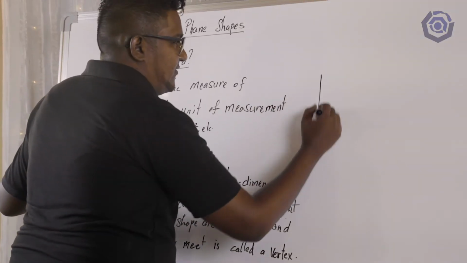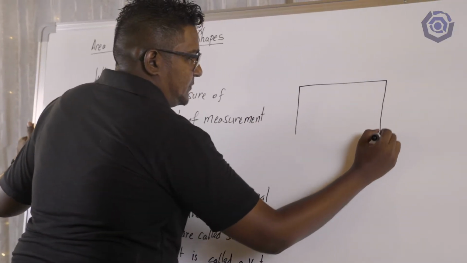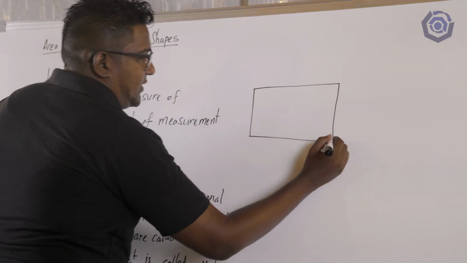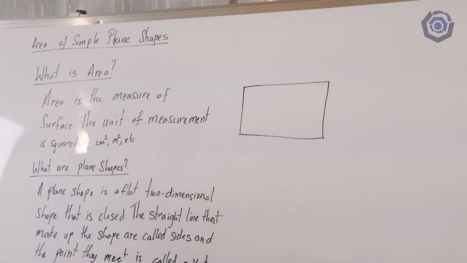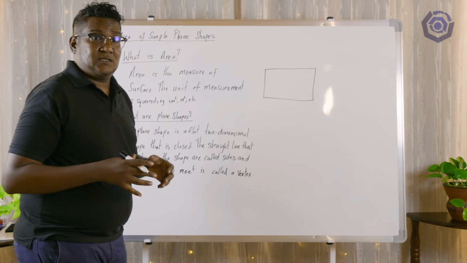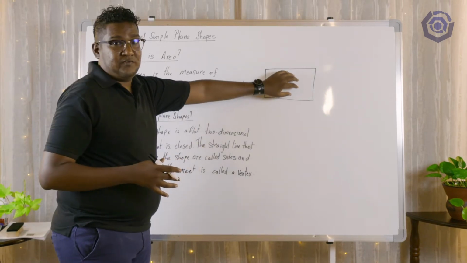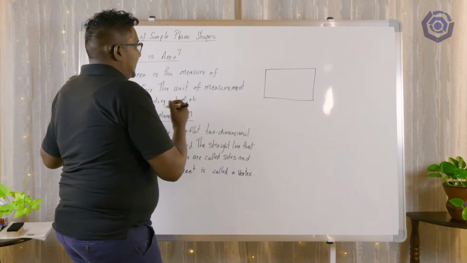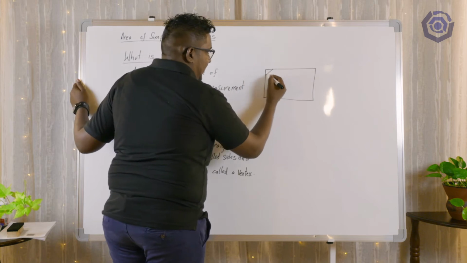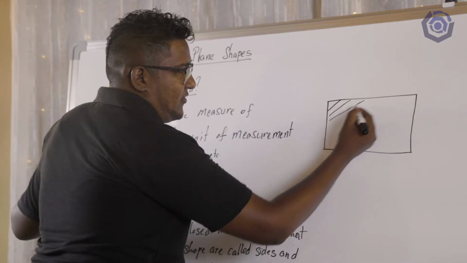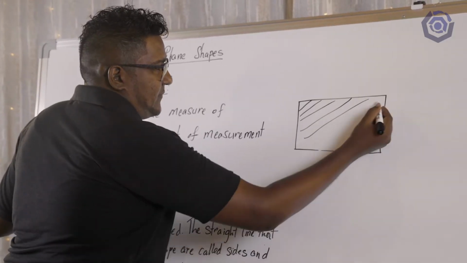So let's say you have a room and you would like to tile this room or cover this room. In order to do that, we have to calculate the area of this room. So when we're calculating the area, what we are finding actually is the measure of this entire surface here.